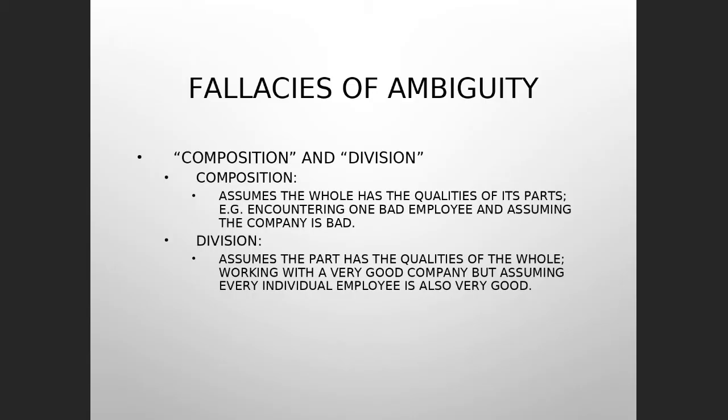Division is assuming the part has the qualities of the whole. So you know for a fact that this company is great, so you assume every single individual working for it will be great too. And again, they may have some bad apples. So those are the fallacies of ambiguity.